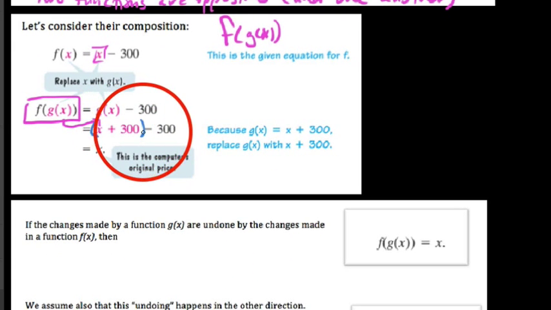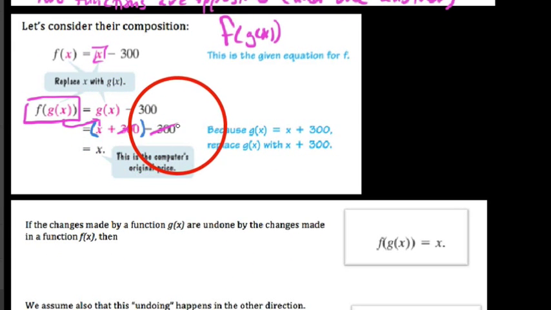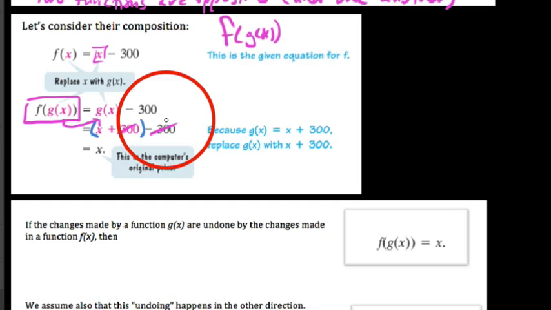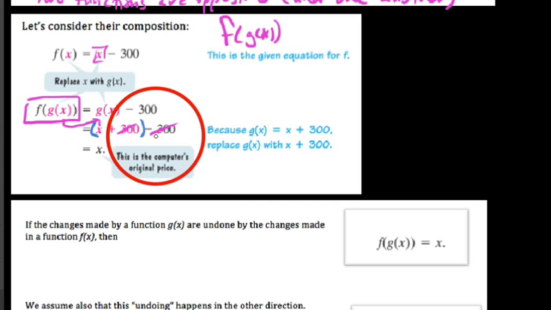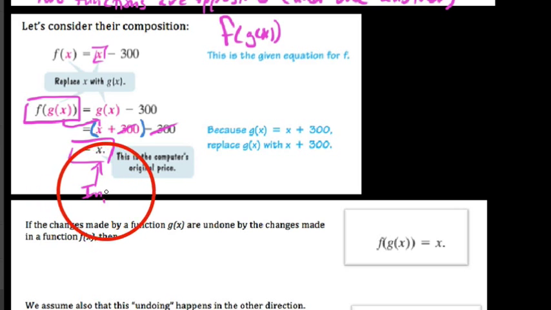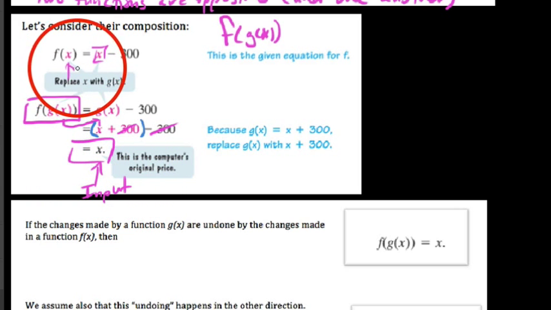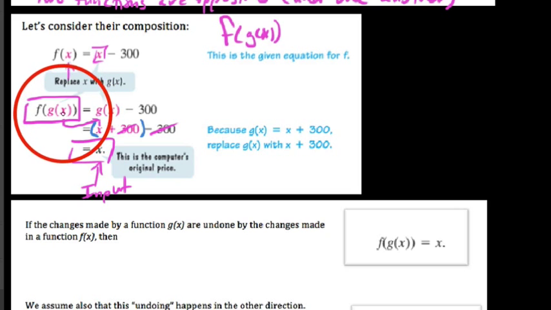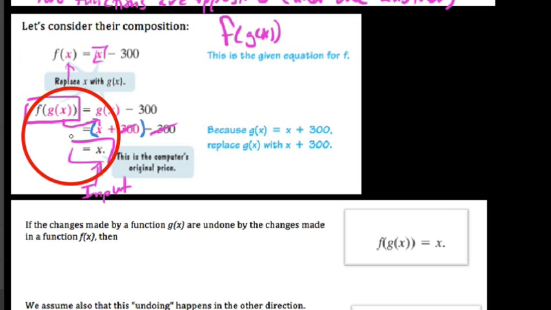So x plus 300 minus 300: adding on a 300 and then immediately canceling that off, removing that, you get left with just x, which if we wanted to say it this way is really just the input value for the function f. So basically what happened was we plugged x into g and then we plugged g of x into f and we got sent back to the original x value.